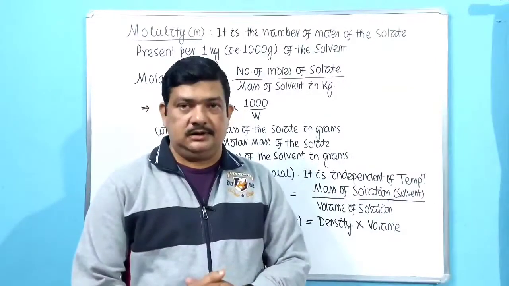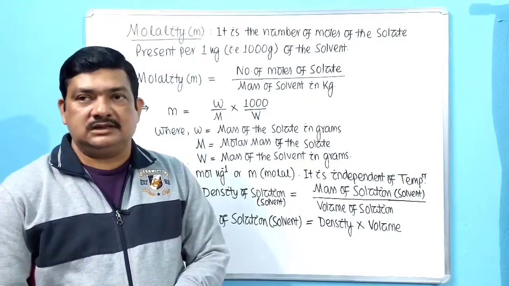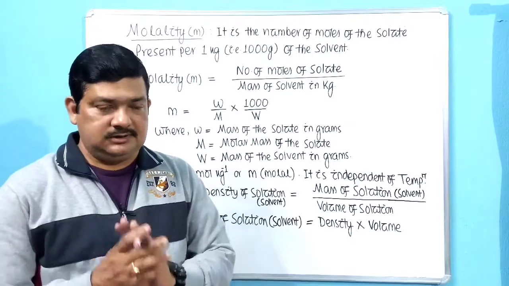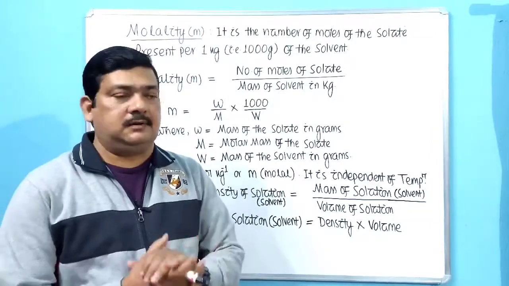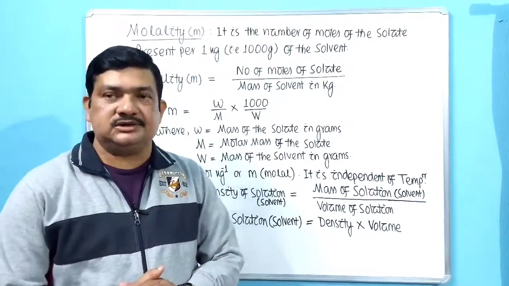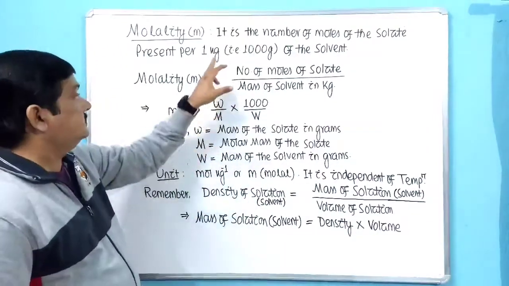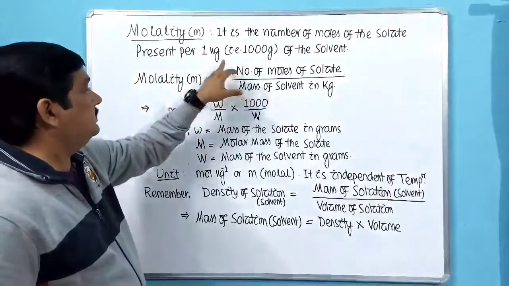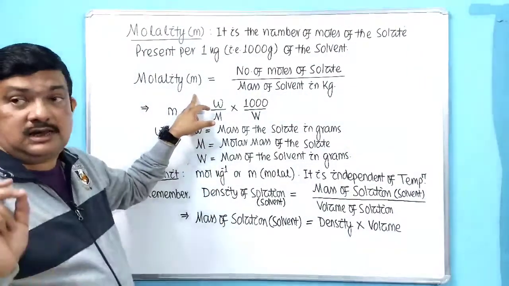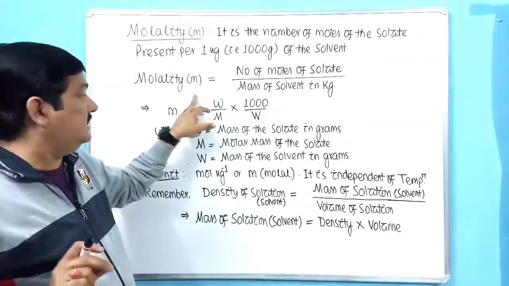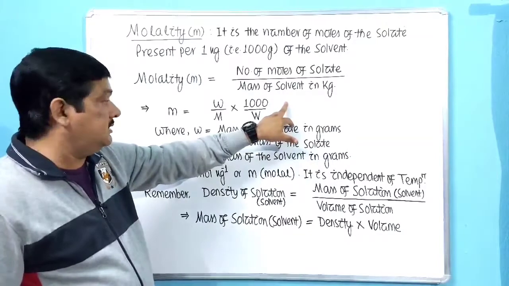Next students, I have already told you what molality is. That is the number of moles of the solute present per 1000 gram of the solvent. So it is different from other terms, because everywhere till formality we are discussing per liter of the solution, but here you have to remember it is the mass of the solvent. So it is the number of moles of the solute present per 1 kilogram, that is 1000 gram, of the solvent. Molarity is capital M, molality is small m. It is the number of moles of the solute divided by the mass of the solvent in kilogram.